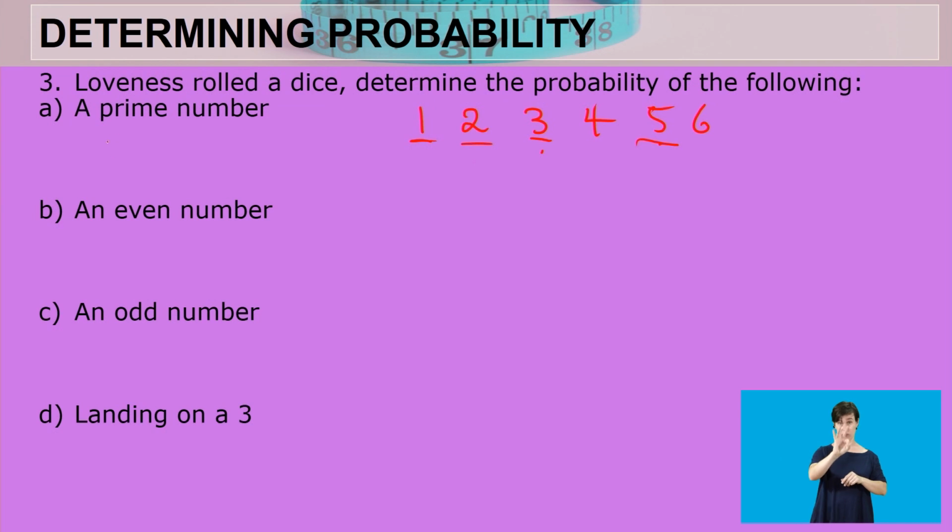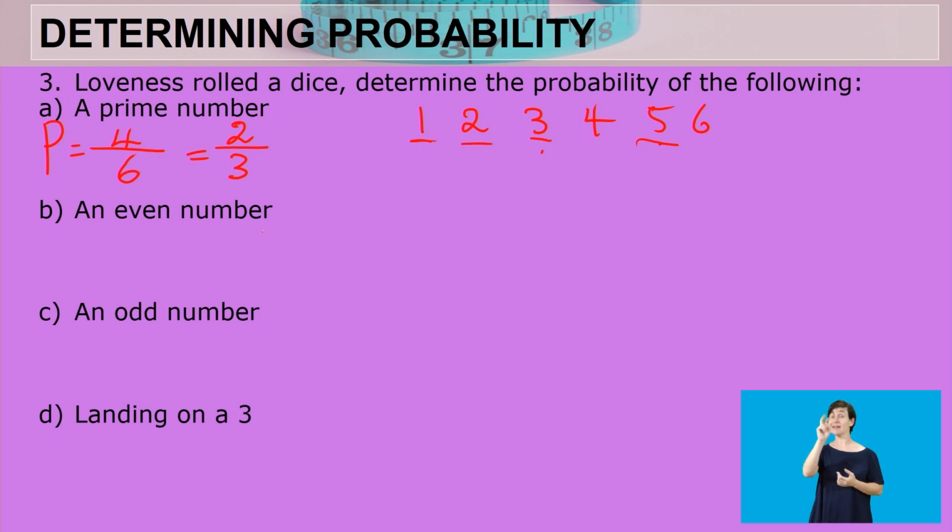So we've got 4 over. So 4 is the number of prime numbers that we have in this event. And then how many possible outcomes do we have? We've got 6. So it's 4 over 6, which can be written as... what is the highest common factor? It's 2. So 2 goes how many times into 4? 2 times. And it goes how many times into 6? It goes 3 times.